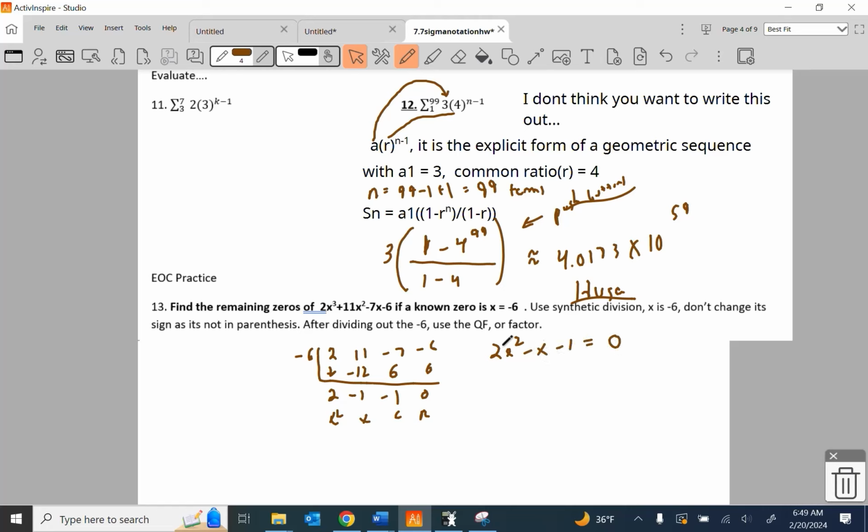So I set it equal to 0. And it says QF or factor. I feel like it factors. Probably does. I made this question up years and years ago. Let's see here. If I take away 2x and I add an x back, I'd be at -x. And I use that zero product property. x is -1/2 or x is 1. And by the way, there were 3 zeros.